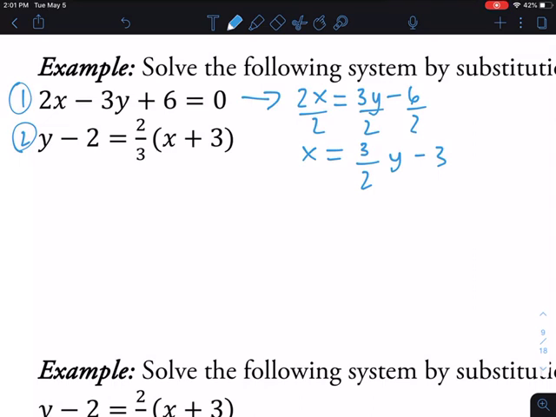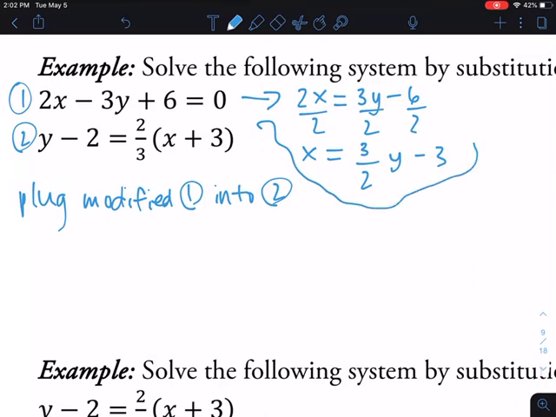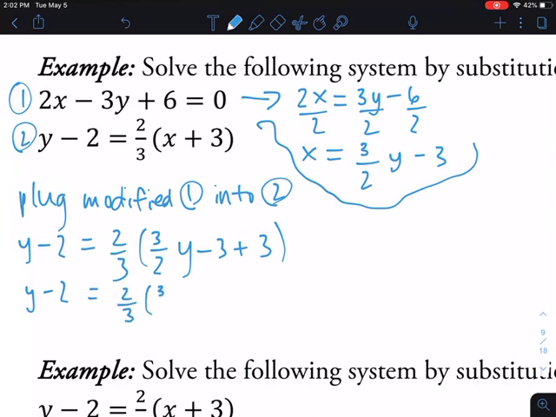So we're going to plug into the other equation. I modified 1, so I'm going to use that modified 1 and plug it into the other one. Remember that. This is the thing I say the most this unit: plug it into the other equation. So we get y minus 2 is equal to 2/3 times (x plus 3), and in this case x is equal to 3/2 y minus 3. If you want to put extra brackets there, you can if that's helpful, but you don't have to. All right, then we get y minus 2 is equal to 2/3 y times 3/2 y.